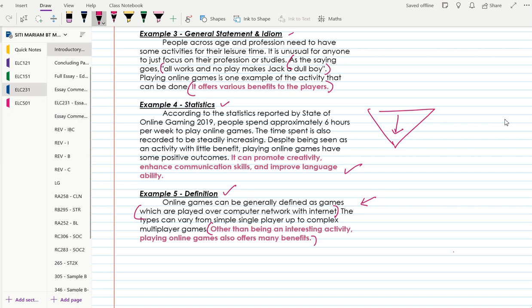Okay, the last part of the introductory paragraph, again, the compulsory part would be your thesis statement. Other than being an interesting activity, playing online games also offers many benefits. So these are the keywords of your essay topic.